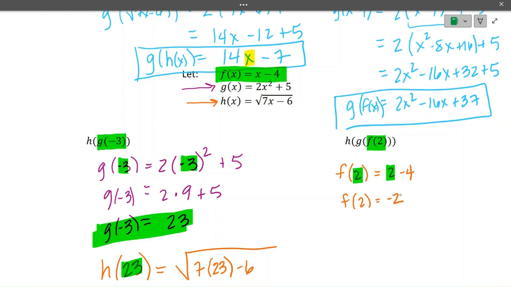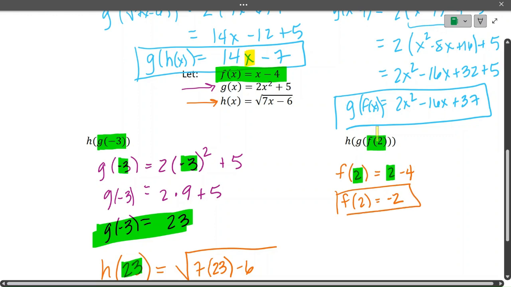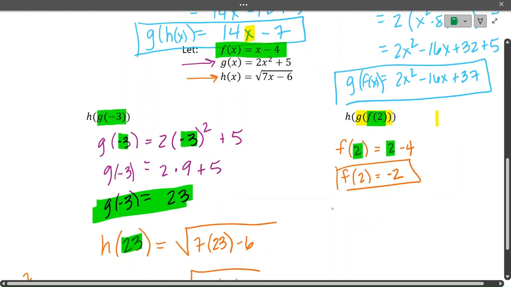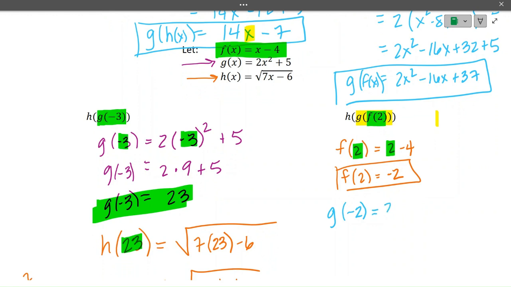Okay, so then I'm now going to look at the next part. So I'm now looking at this chunk, g of f of 2. So I'm going to pull my g function, and everywhere I see f of 2, I'm going to put in negative 2. So this becomes g of negative 2. So I'm just doing a series of substitutions over and over again. So when I do that, I end up with 2 times negative 2 squared, which is 4. So g of negative 2 is 8 plus 5, which is 13.